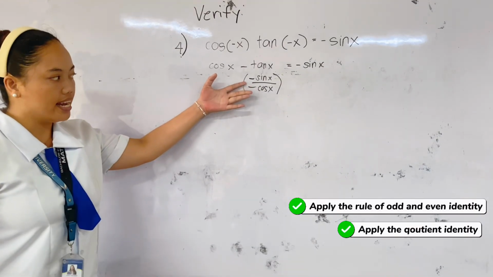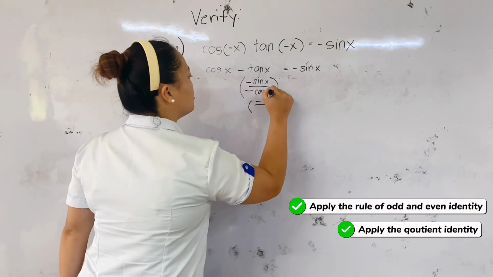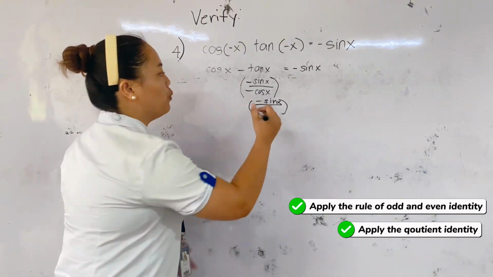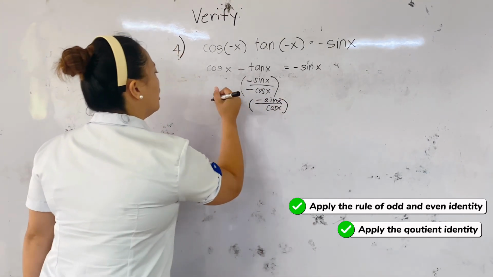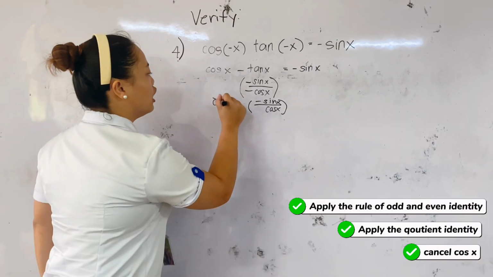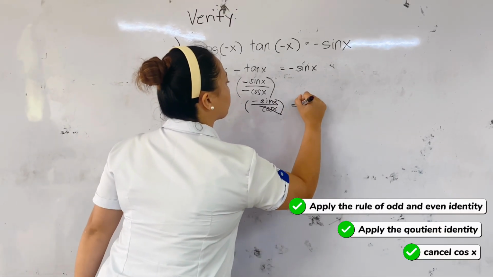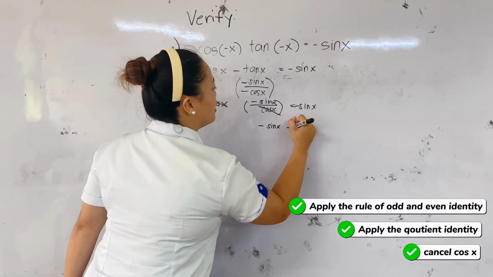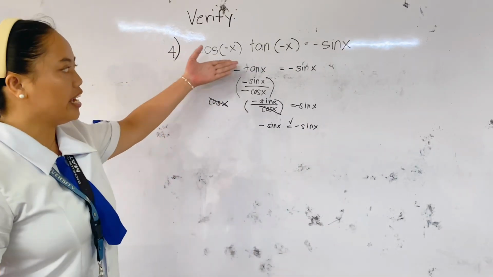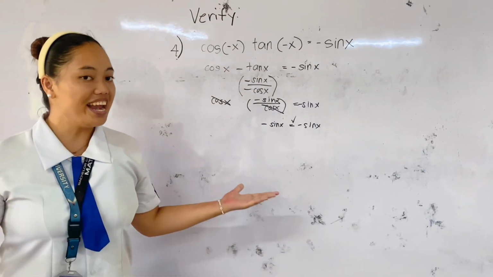And we all know that sine is an odd function or identity. So we'll write this as negative sine x. And for cos, since this is an even identity or function, we'll write this as positive. So times cosine x. And with that, we can just cancel cosine x, and the remaining would be negative sine x equals negative sine x. So we have proven that cosine negative x times tan negative x is equal to negative sine x. It is verified and correct.